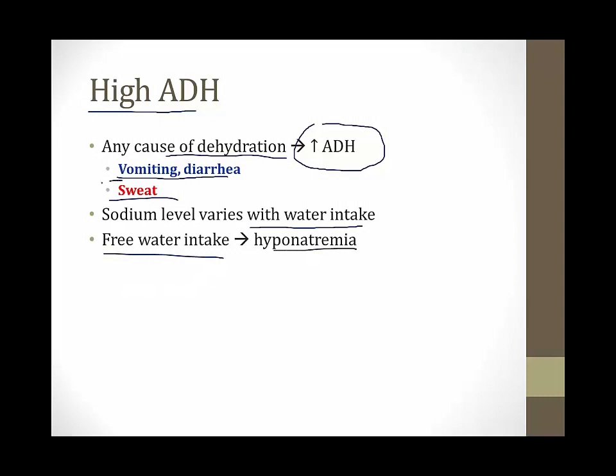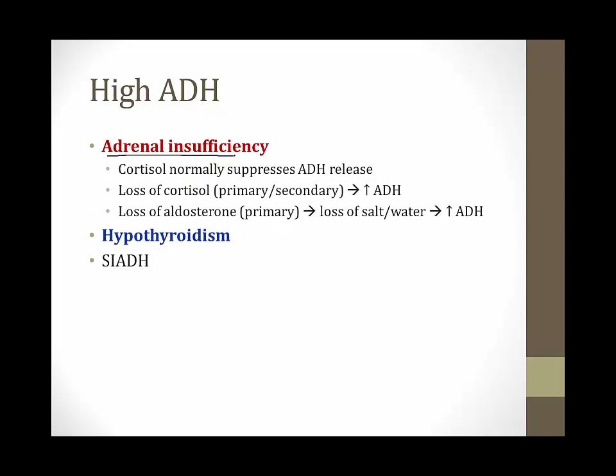And this is one of the reasons that athletes drink Gatorade instead of water, because Gatorade replenishes not only the fluid that they've lost, but also the electrolytes that they've lost. Adrenal insufficiency is a well-described cause of hyponatremia that works via high ADH levels. I talk about adrenal insufficiency in detail in the endocrine modules, but for our purposes here, cortisol normally suppresses ADH release. So the loss of cortisol in primary or secondary adrenal insufficiency can lead to high ADH levels.